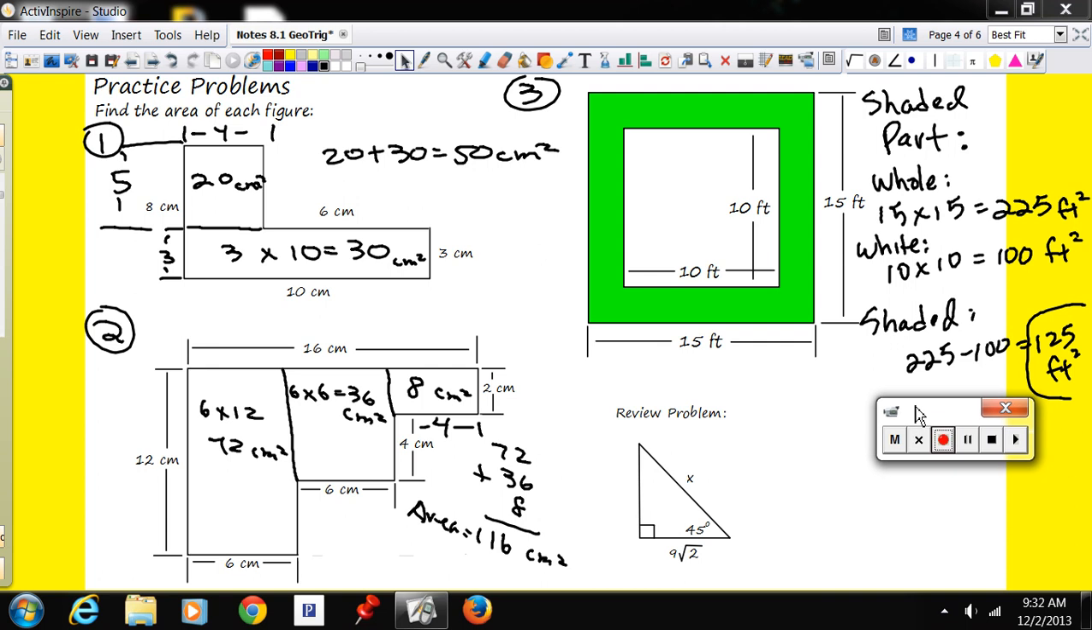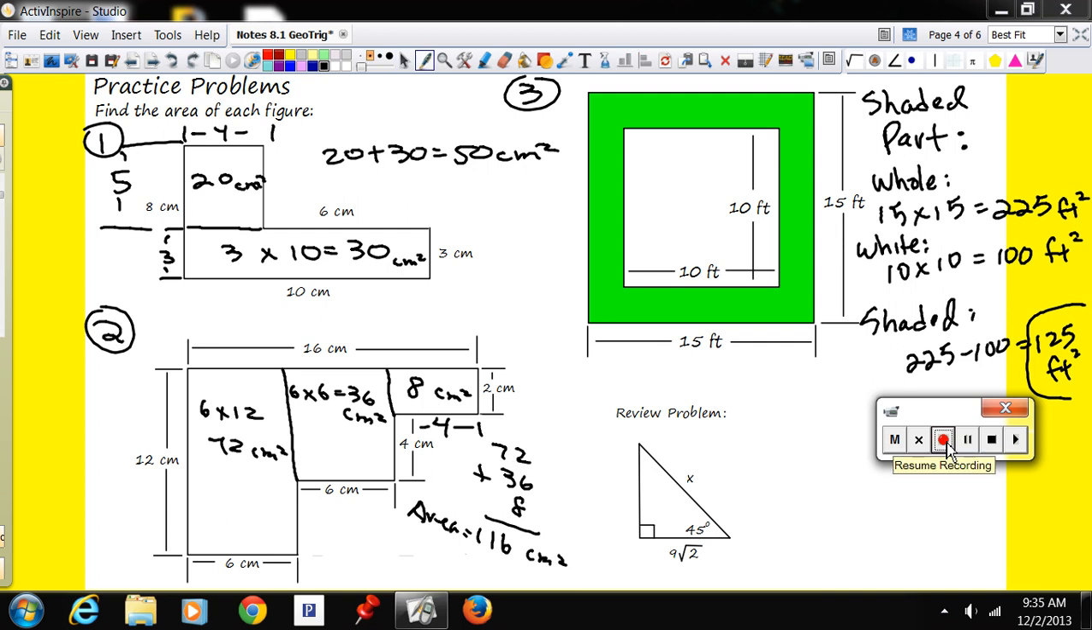It is a 45, 45, 90 right triangle, and a leg is 9 radical 2, and your x is on the hypotenuse. Just take a second, see if you can remember what x would equal. There's not really much work to show on this one.